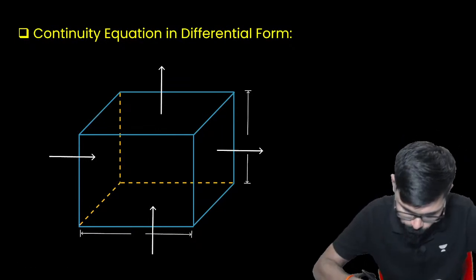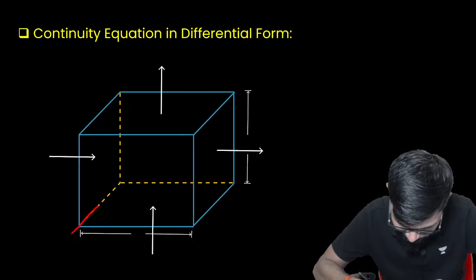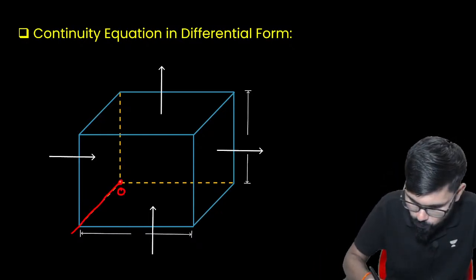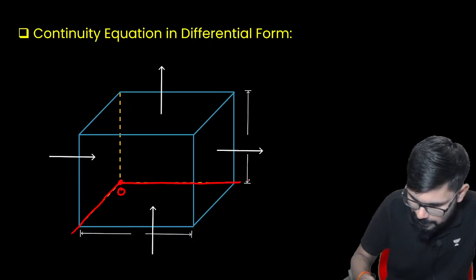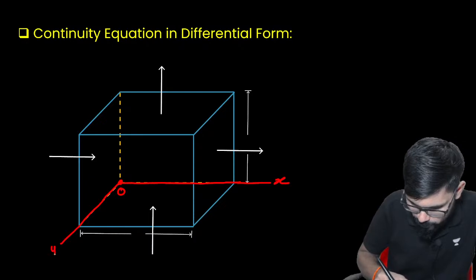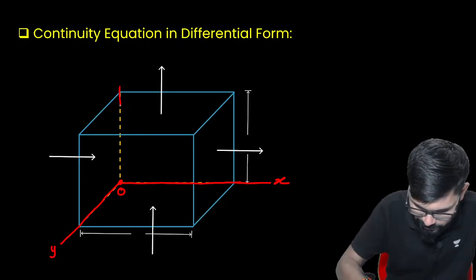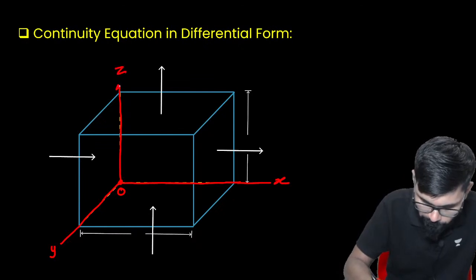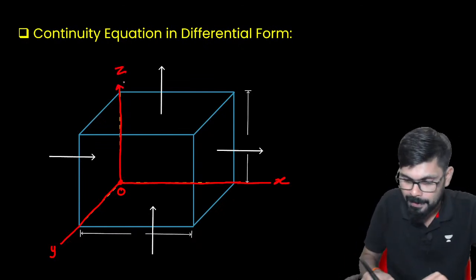Now I am drawing this in red color. So this is basically our axis. This is the origin. So this is basically the x-axis, this is, let's say, the y-axis, and this is basically the z-axis.